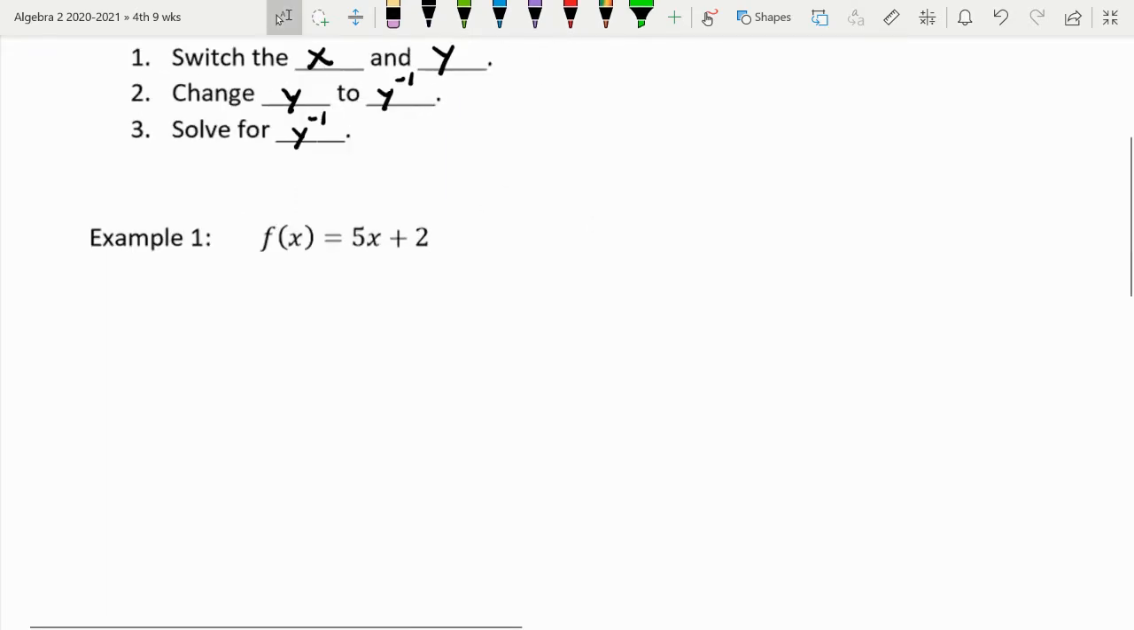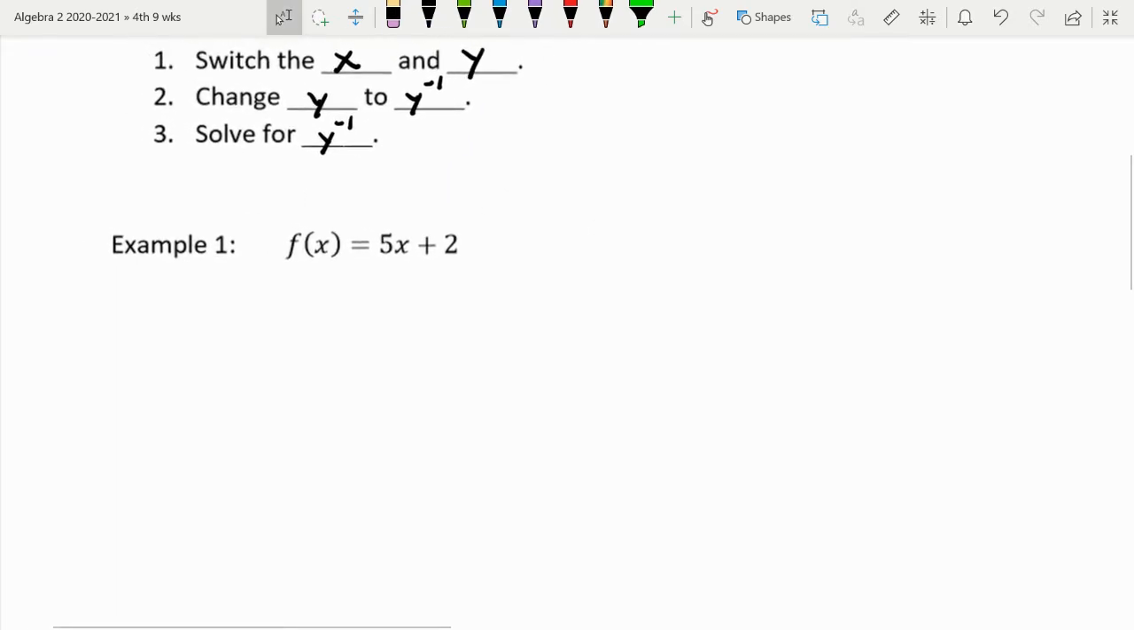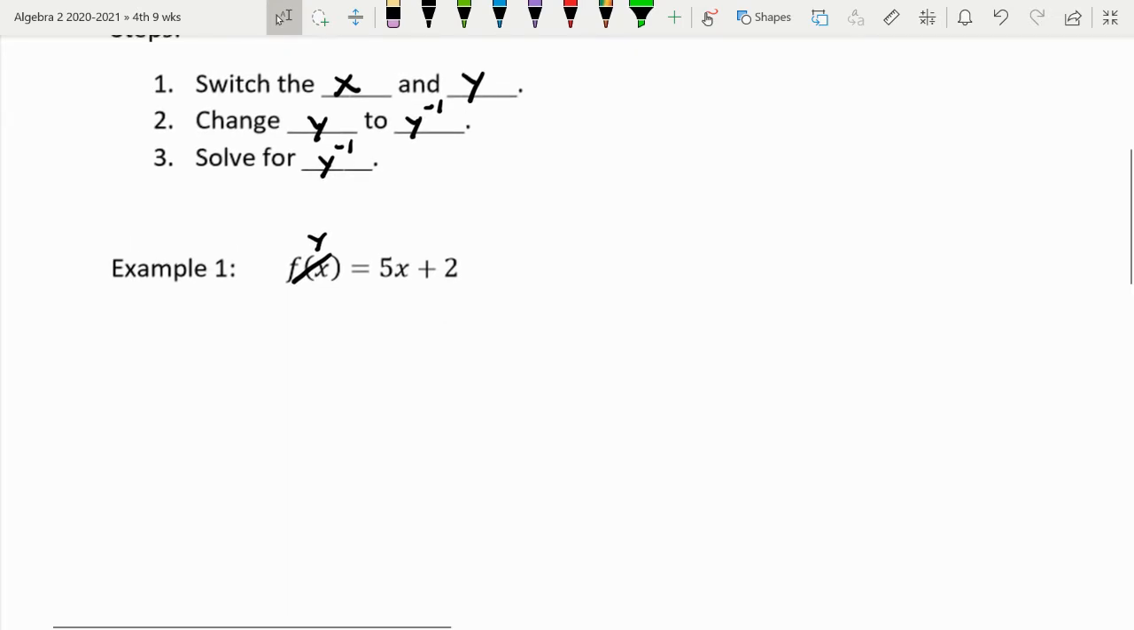So f of x, we should all know, is the same thing as y. So I'm going to cross this out and put y. I'm going to use my first step, switch the x and the y. I like to say something different: y becomes x, and the x becomes y.